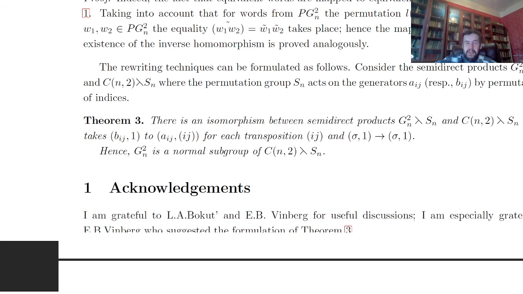So first, for arbitrary Gn2, we have this rewriting algorithm. For arbitrary Gnk, we don't have it. So we may try to construct this rewriting algorithm and then do the rest.